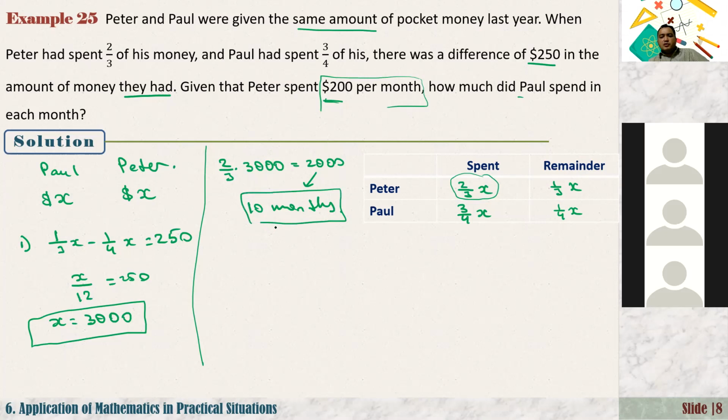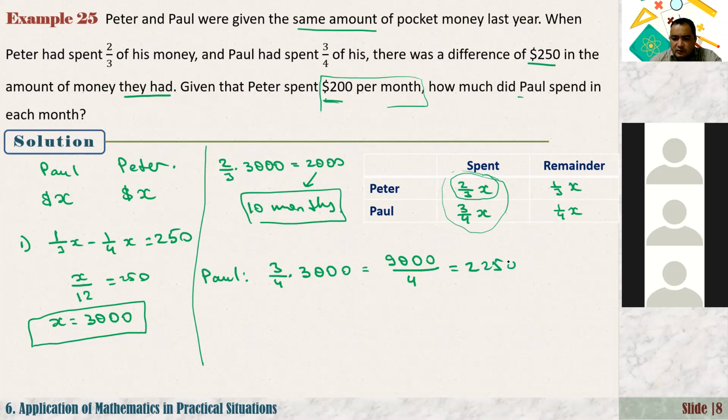So what is the question? The question is, how much did Paul spend in each month? Now we know the period of time here, 10 months. So now Paul spent 3/4 of his pocket money. That's 3/4 of $3,000, which is 9,000 over 4, that's equal to $2,250, right? So actually he spent $2,250 in 10 months.